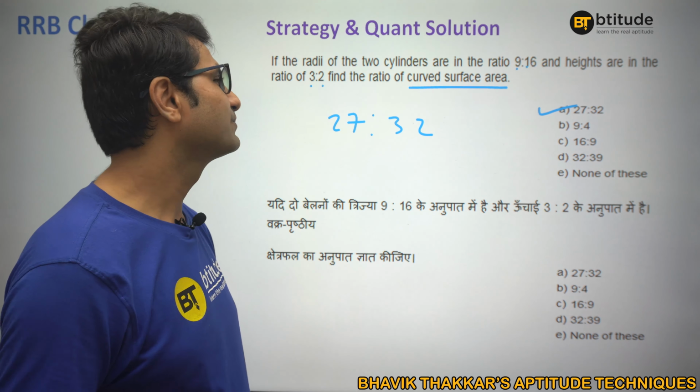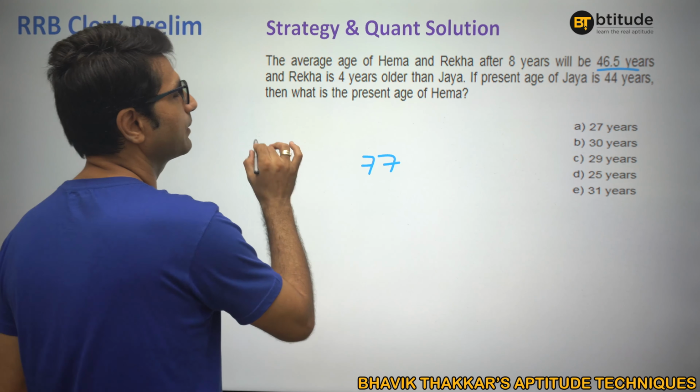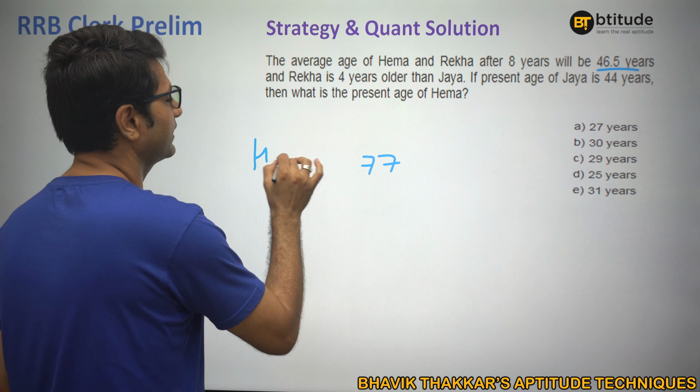Next one, again, oh, it's the same one. You can pause and try to do it on your own first. Hema and Rekha after 8 years will be this. That means the current average is 38.5. That means the current total is 77. So Hema plus Rekha is 77.